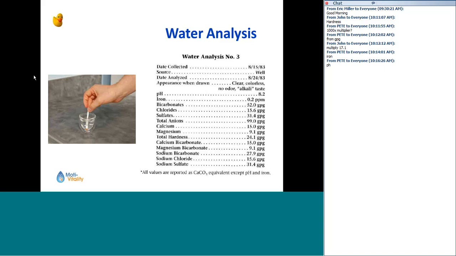pH, yeah, we definitely have a high pH. We're fortunate we don't have a lot of iron. Remember, 0.3 parts per million of iron will cause staining. 0.3, we're only at 0.2 here. We definitely have hardness here. Yeah, total hardness 24.1 grains per gallon of hardness. We definitely have hardness. Anybody see anything else? If you read the books, is there anything else here that you see that might be a problem?